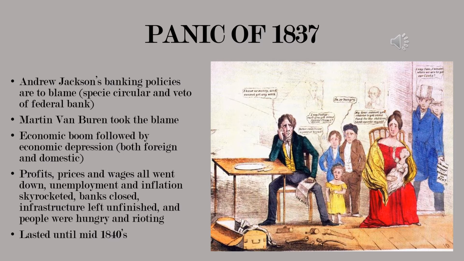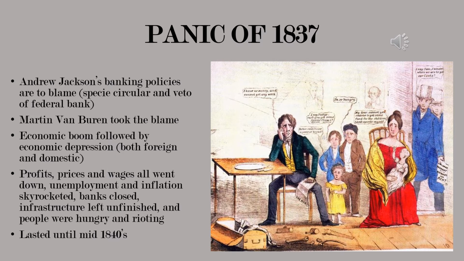So profits, prices of cotton and other goods, they're going to drop. Wages are going to drop. Unemployment and inflation are going to skyrocket. Banks are going to close down. So all of these pet banks and these state banks are going to end up closing down. Infrastructure such as canals and bridges and railroads are going to be left unfinished because they can't pay back these loans. And people were going to be hungry and rioting because of this Panic of 1837.